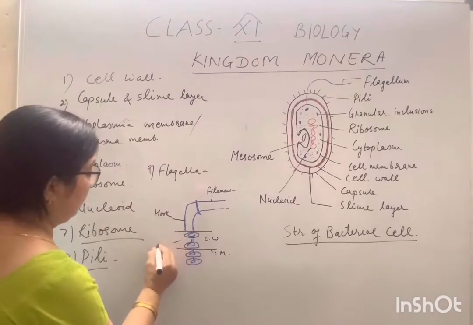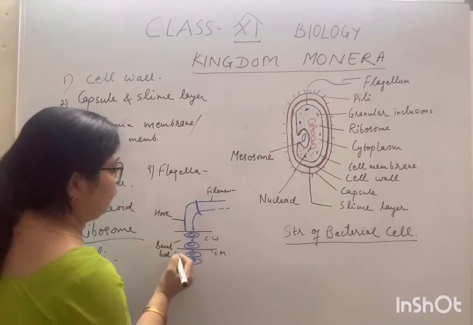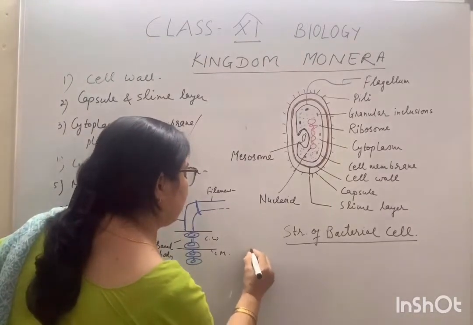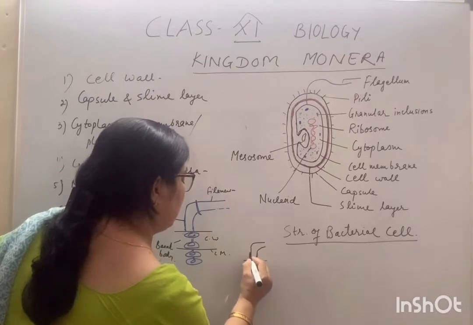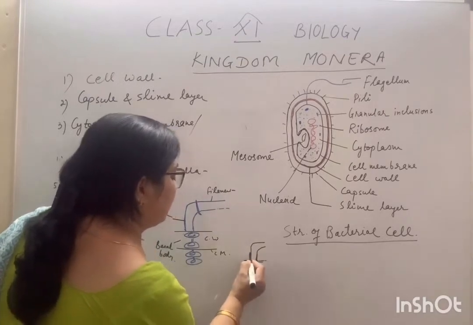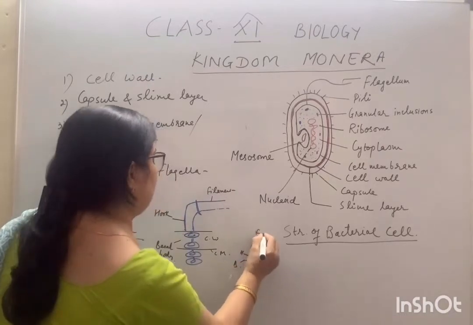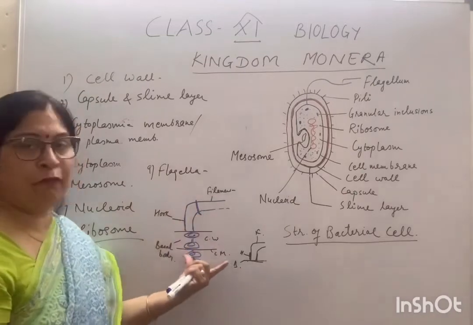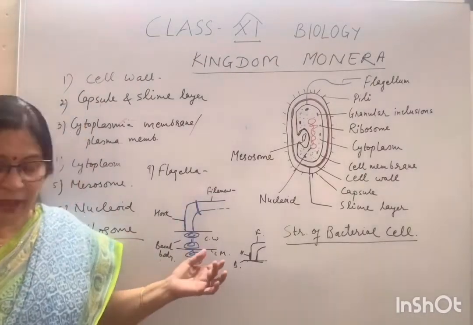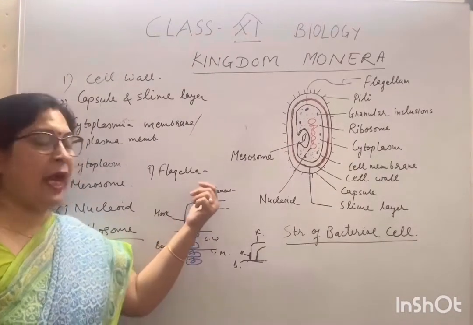और ये क्या हो गया? Basal body. अगर आप इसका रफ डायग्राम देखेंगे तो ये डायग्राम ऐसा है. This is the basal body, this is hook, this is basal body and this is filament. If you see, the structure is like this. This is the structure of flagella. You can see the flagella is made of basal body, hook and filament.